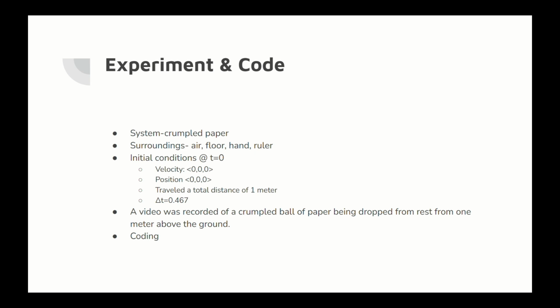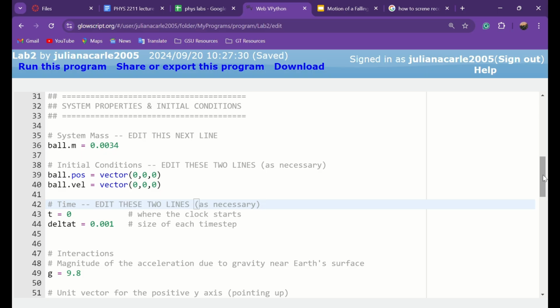And then we have initial conditions at time equals 0 to be 0, 0, 0 for the velocity, meters per second, and then the position was 0, 0, 0 meters. And it traveled a total distance of 1 meter with a time from release to hitting the ground to be 0.467 seconds.